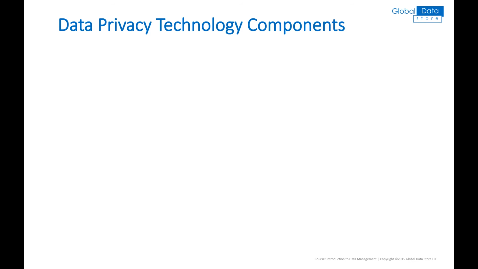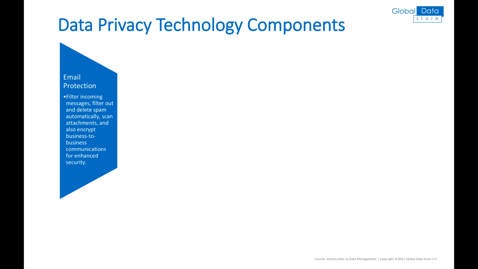As you can assume from the definition, technology plays key role in data privacy. Here are the technology components, which are important for data privacy capability implementation. Email protection includes filter incoming messages, filter out, and delete spam automatically, scan attachments, and also encrypt business-to-business communications for enhanced security.